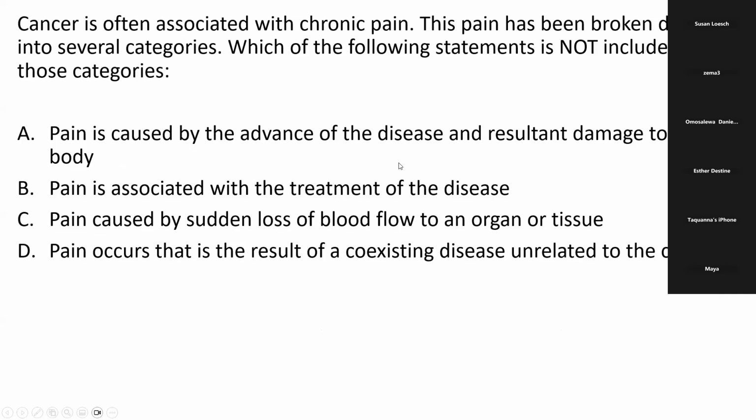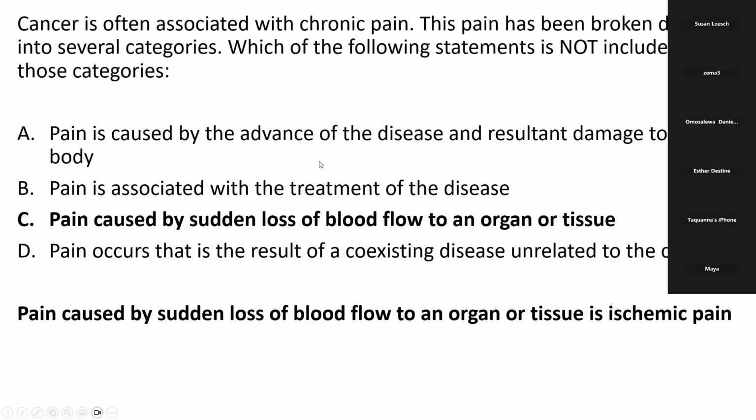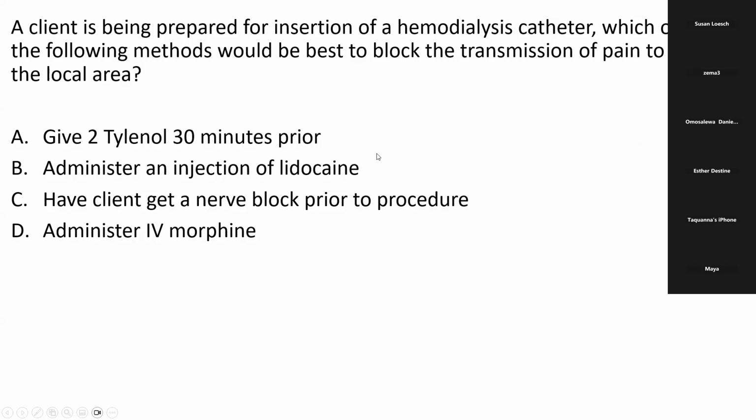Cancer is associated with chronic pain. This pain is broken down into several categories. Which of the following statements is not included in those categories? C, because that's ischemic pain. Good. And sudden loss. You don't need this one. This is treatment.